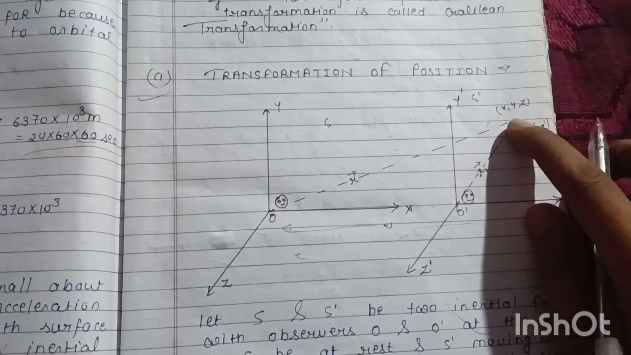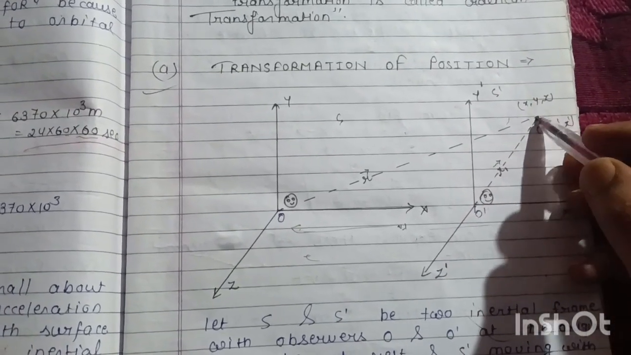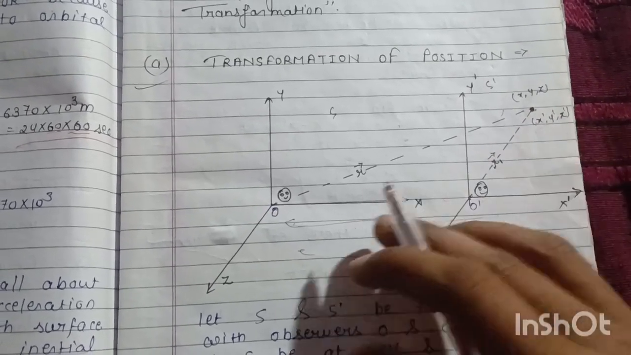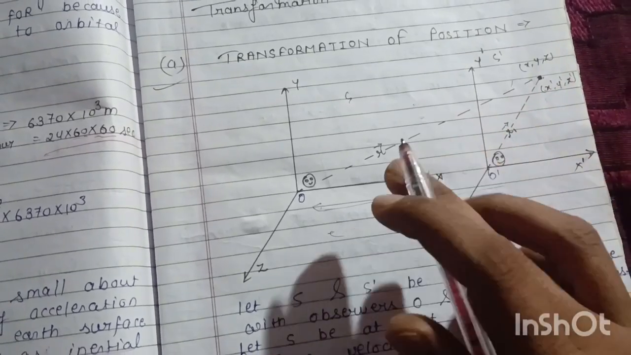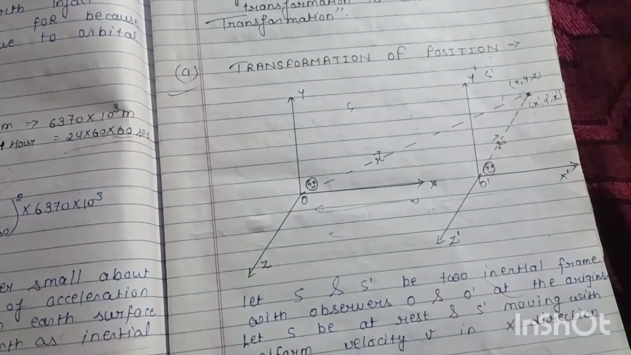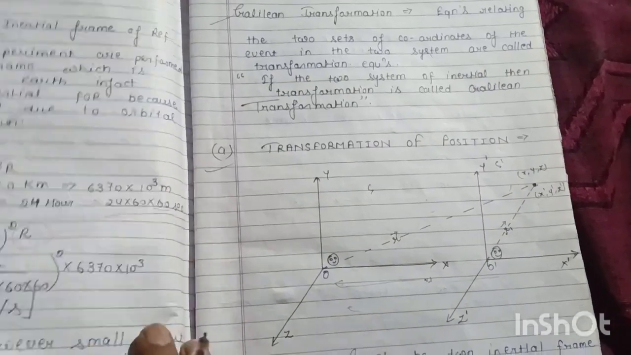This observer is watching a particular event, and according to this observer, the position of the particle or the event is something. So how would you know the position of the same particle according to a different frame of reference, which is x, y, z, because we have taken a general value. This is what we are going to learn in this video.